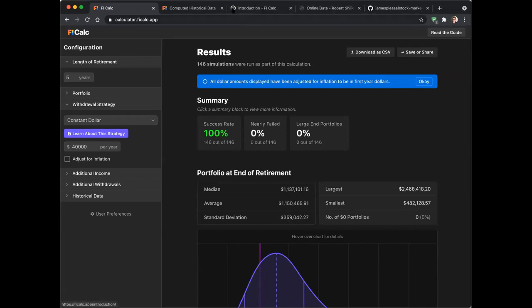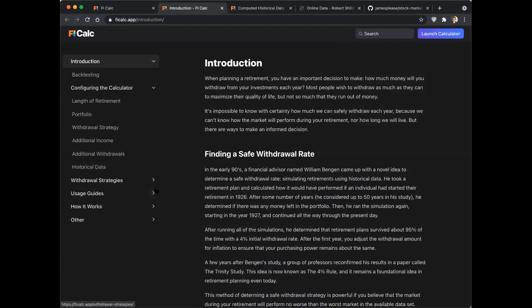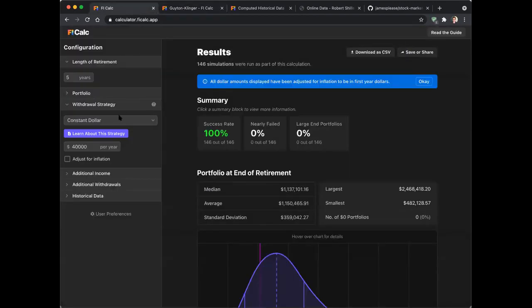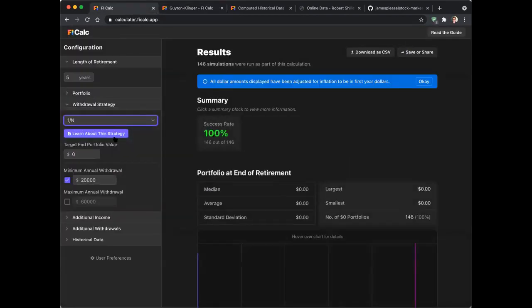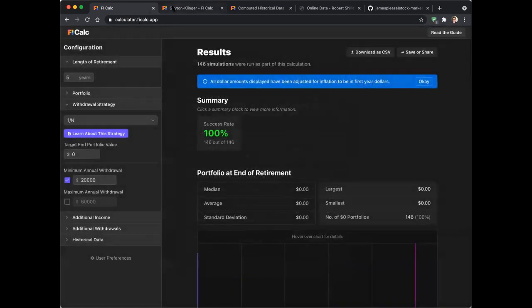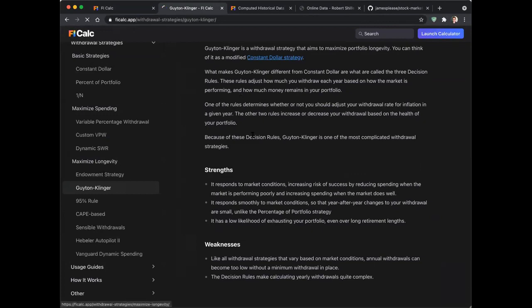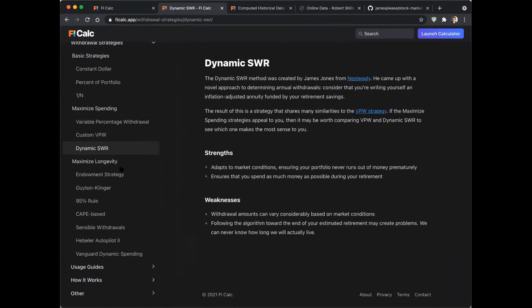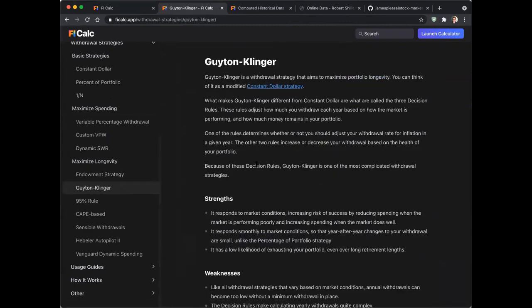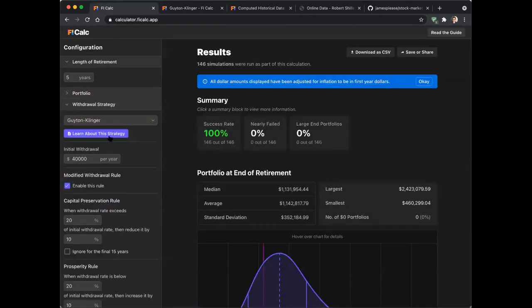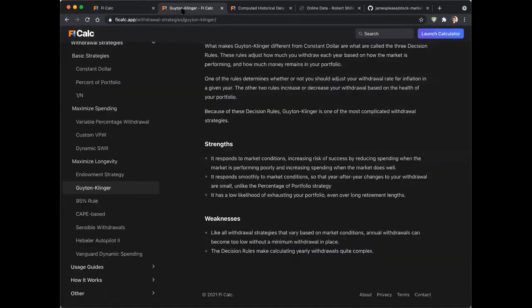I'm gonna just hop into the guides real fast just to see if anything comes to mind that we might wanna call out. So I will call out one thing. When you click learn about this strategy, you're going to get this description here. Well, if you go into the guides, there's another section for the withdrawal strategies. And right now they don't link up. So there's a separate description of Guyton Klinger here than there is in the calculator. And you might be thinking, what the heck? Why would you do that? Why not just have one? I definitely want one. I'm just not there yet.